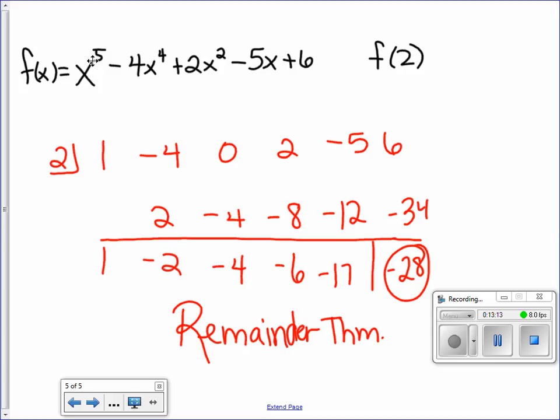It's just synthetic division. The difference between this and synthetic division, though, is that you don't have to change the sign. And the reason you don't have to change the sign is that with synthetic division, they're giving you the factor. With the remainder theorem, they're giving you the actual value. Okay?